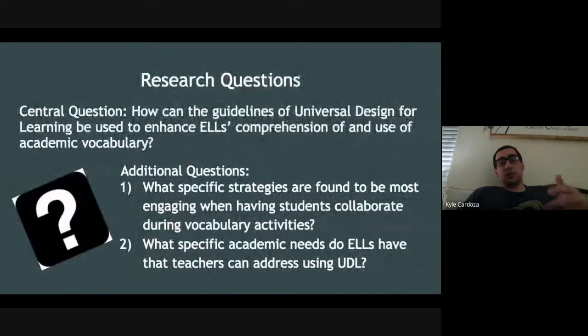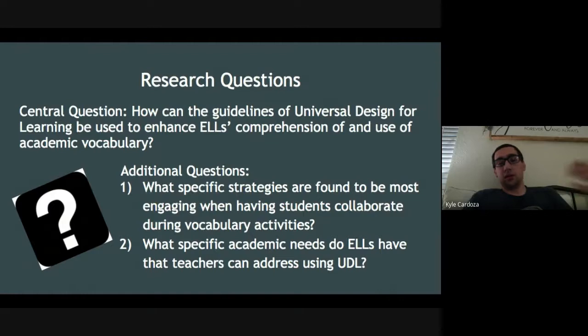And my central question is really focusing on, okay, can these strategies, these guidelines that you can find on the UDL framework website, which basically has 3 columns focusing on each different category, and you can see that throughout my paper and my research, my thesis. But how can we transfer this knowledge into the classroom, into the learning environment, to help students understand and even use academic vocabulary, whether it's in writing or in speaking?